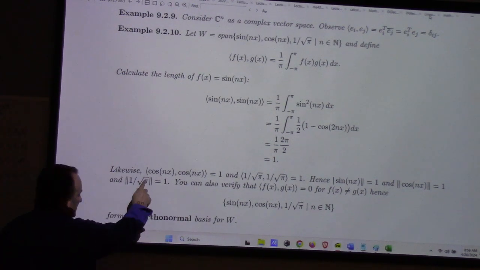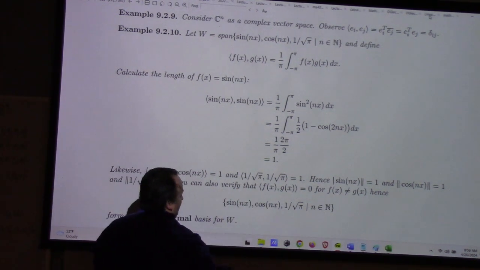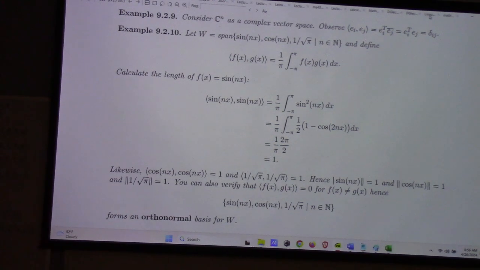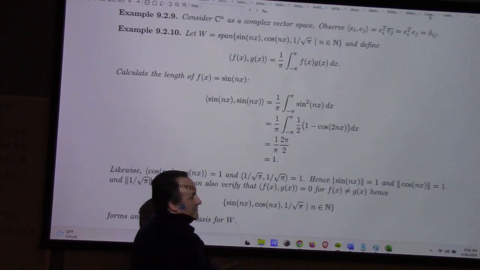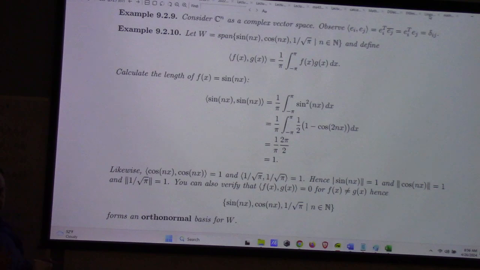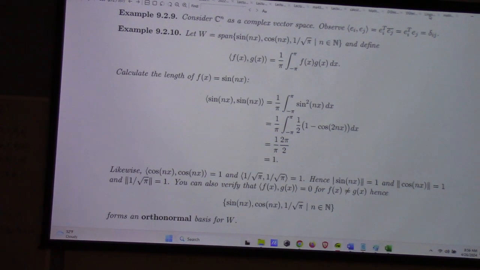And you can also check that cosine of nx is a unit vector with respect to this inner product. And the constant function 1 over the square root of pi is a unit vector with respect to this inner product. And you can check that the inner product of sine with cosine gives you 0. That's just a Calc 2 integral. What this means is that the sine nx and cosine nx and that constant are a what? They are an orthonormal set with respect to this notion of inner product.